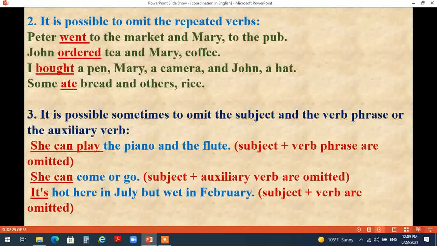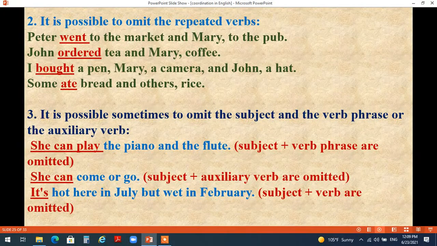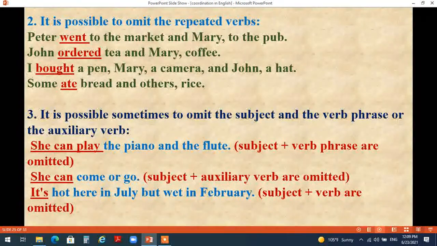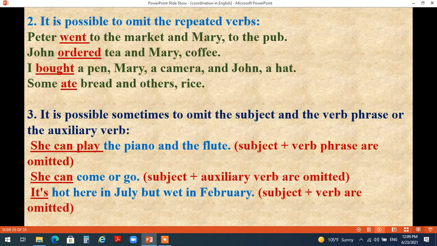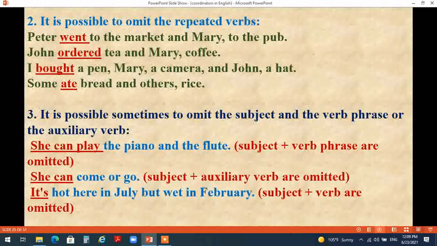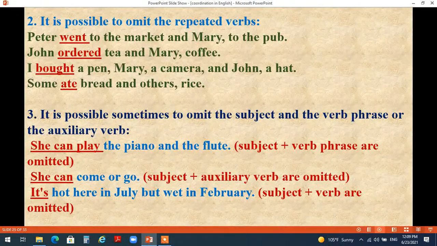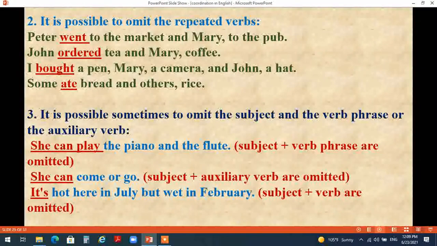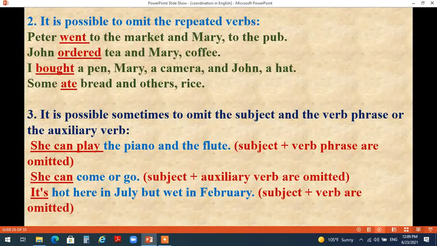Number three, it's possible sometimes to omit the subject and the verb phrase or the auxiliary verb. Also, sometimes we can omit the subject and the verb phrase, or even omit the auxiliary verb if it is repeated. She can play the piano and the flute. Here we have omitted the subject and the verb phrase. She can come or go. Here we have omitted the subject and the auxiliary verb because they are repeated.